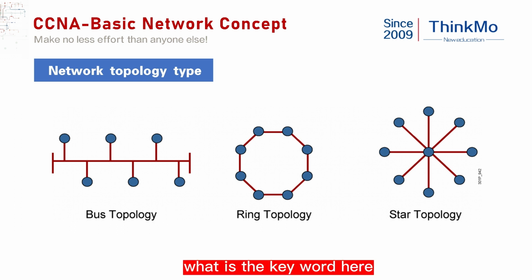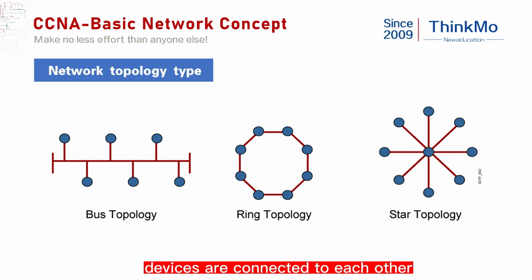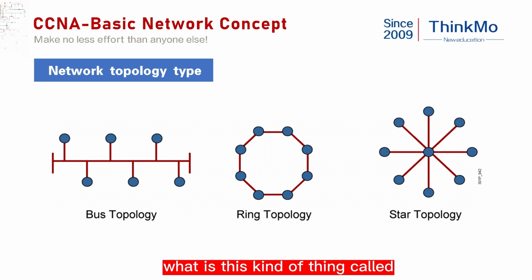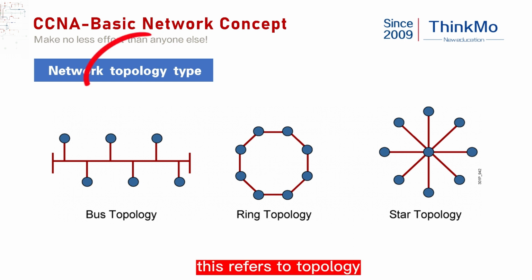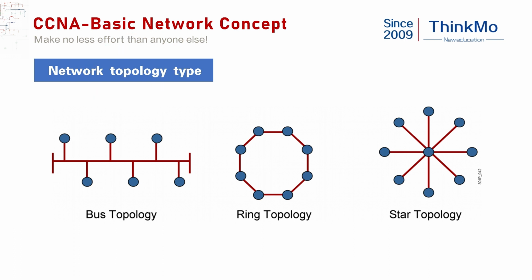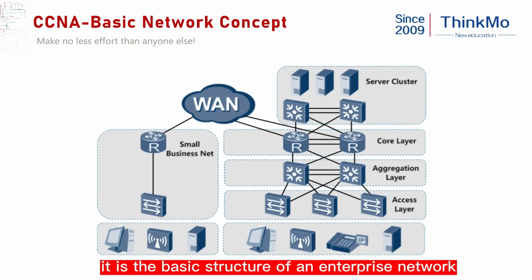What is the key word here? The key is the word topology. Everyone should know this. What we see in the future, including some of the equipment we painted, devices connected to each other, what is this kind of thing called? It's called network topology. All right, this refers to topology. You need to know this word. Further down is the basic structure of an enterprise network.